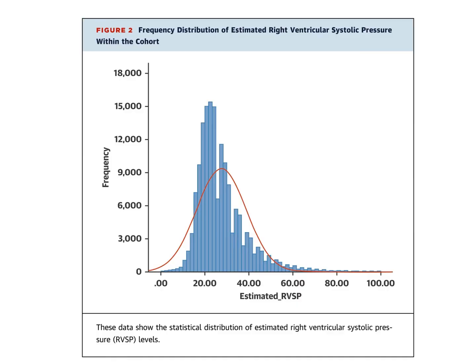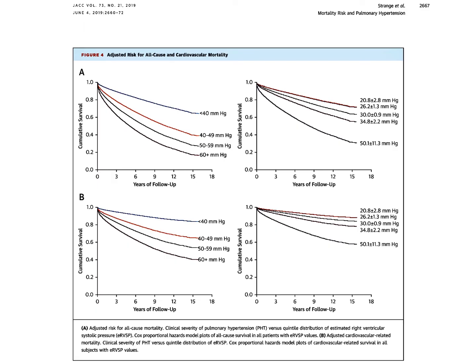The distribution of right ventricular systolic pressure is outlined here. And you'll notice that most patients didn't have very high pressure. However, regardless of whether you look at quintiles of pulmonary pressure on the right or absolute numbers on the left, a higher pulmonary artery pressure was associated with increased mortality and increased cardiovascular mortality, as exemplified by a reduction in the cumulative survival curve. And even mild degrees of pulmonary hypertension, around 40 to 49, may be associated with abnormal outcomes and increased mortality.